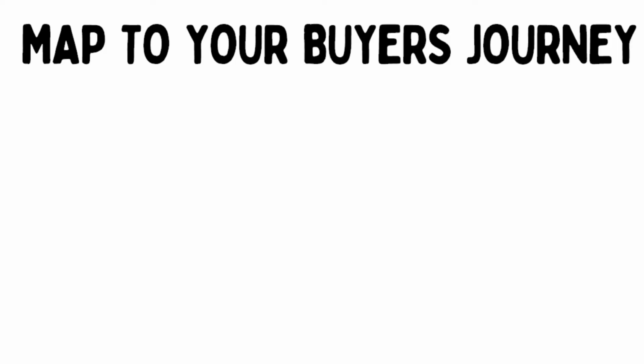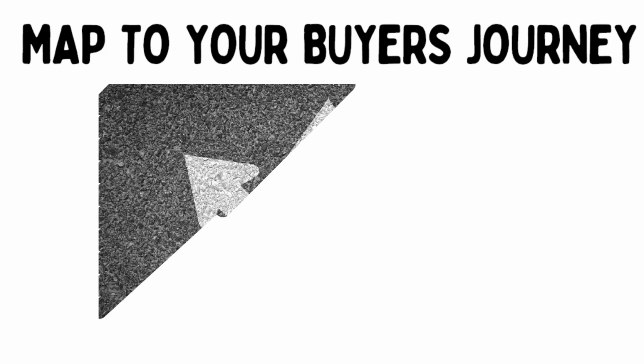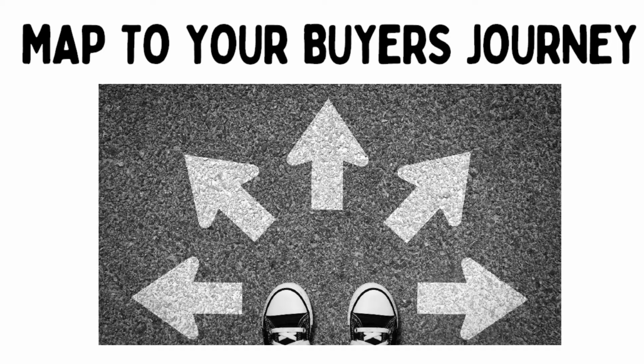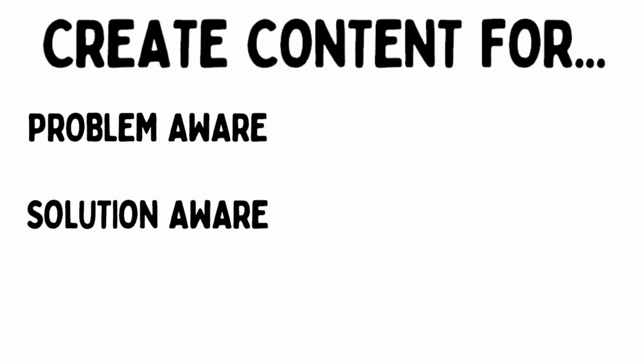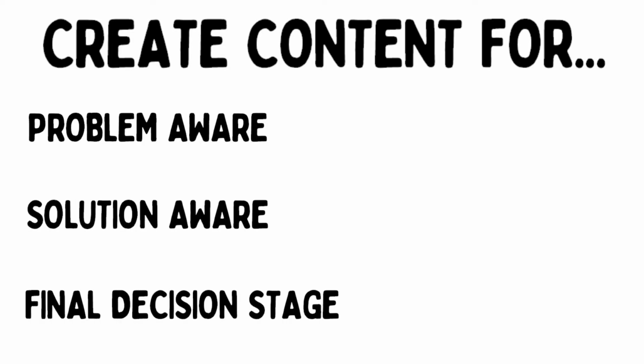Your job is to make sure your content is mapped to your buyer's journey, so no matter what and where they are in their decision-making process, you've got them covered. The Search Engine Journal method gets you to create content for every stage of the buyer's journey, so you're never leaving a potential customer hanging. To do this, you'll need to create content for those that are problem aware, solution aware, or at the final decision stage of their purchasing journey.